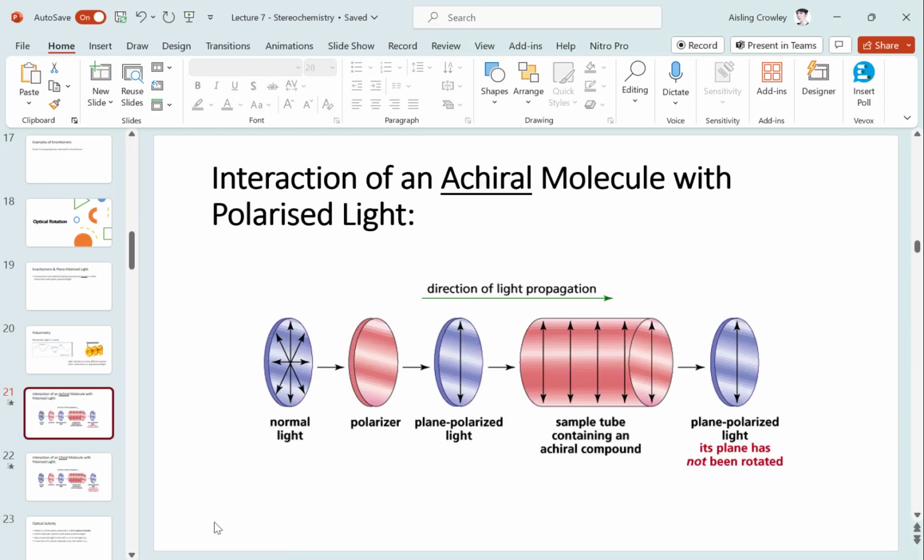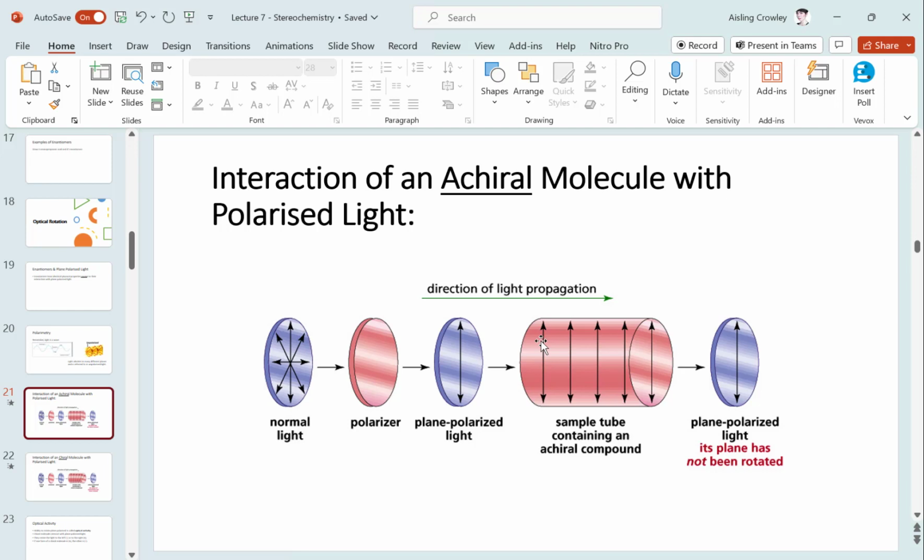So if I had an achiral molecule, so just plain water, I'd take my light and put it through a polarizer, and that just means it takes the light from being dispersed in all sorts of directions and focuses it in one direction. It plane polarizes the light. I then pass that light through my solution, so we're going to have a long tube with a solution. If your solution is achiral, the light will come out at the exact same angle as it went in.